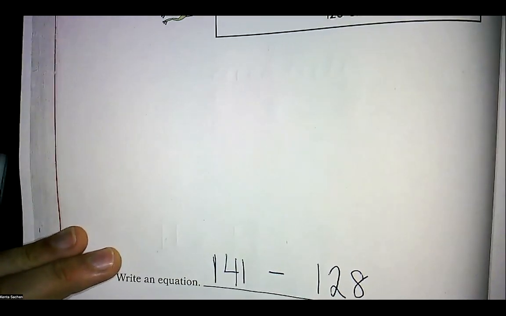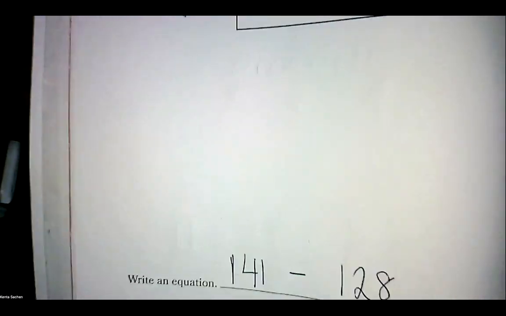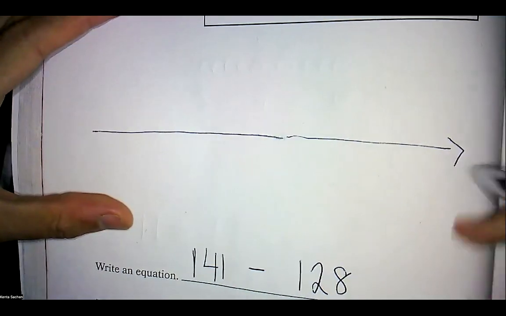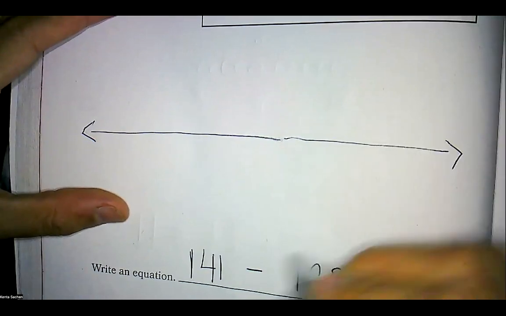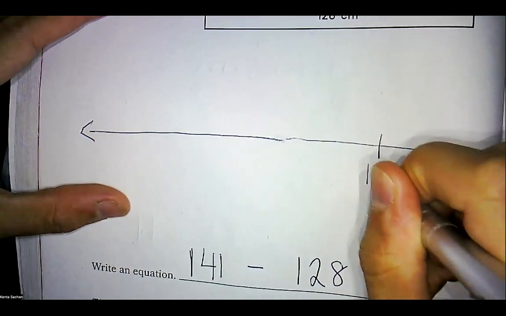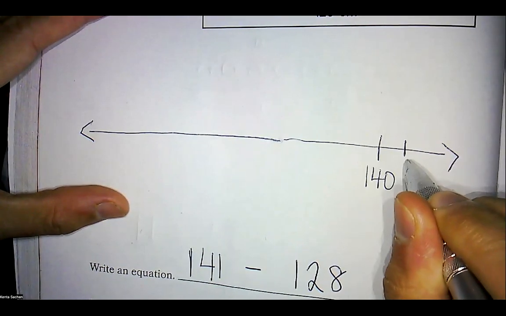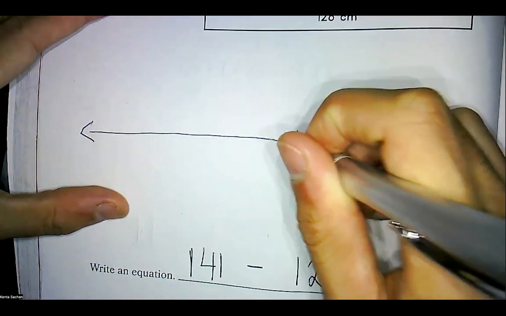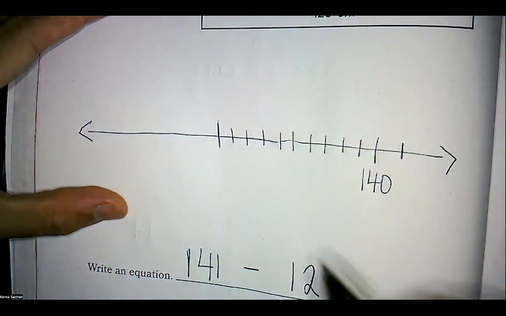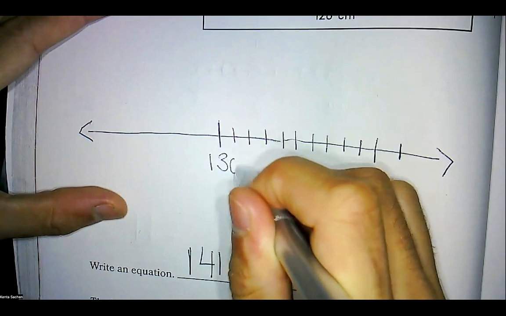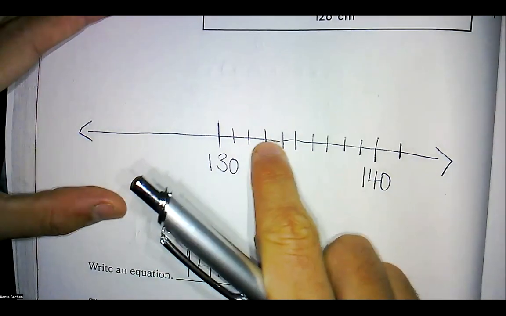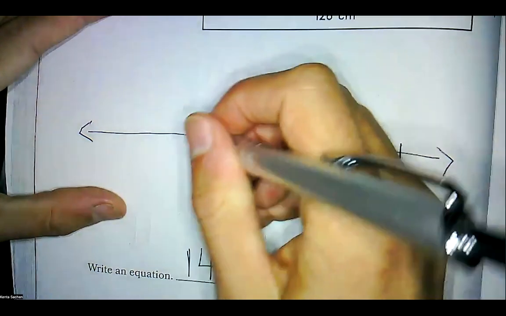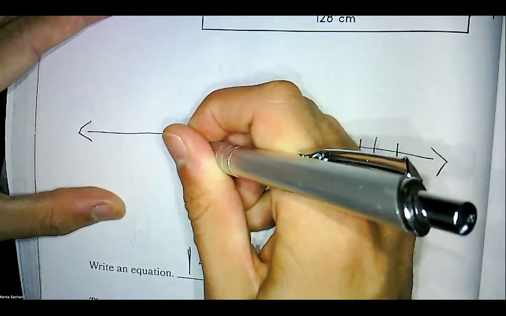Now, they don't give us a number line here, but we can set one up ourselves. So we can draw a number line. It's like this. We need to have 141, which is one more than 140. And we can go 1, 2, 3, 4, 5, 6, 7, 8, 9, 10, back to 130. You can make sure and count 131, 132, 133, 134, 135, 136, 137, 138, 139, 140. And then we need to go back to 128.